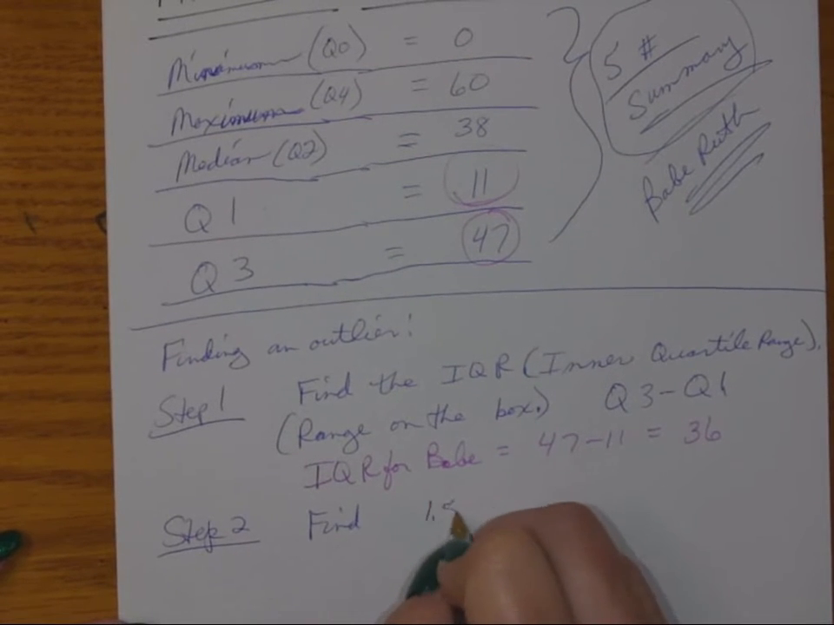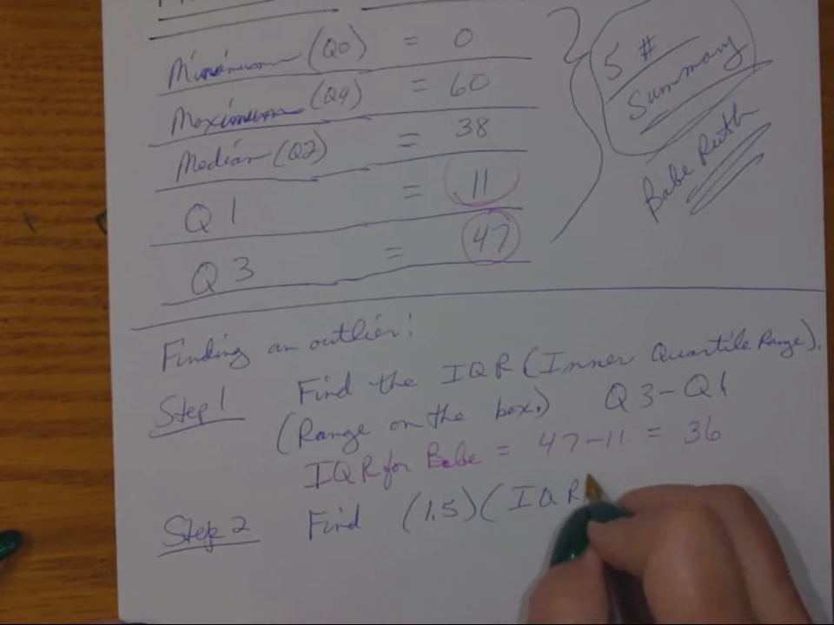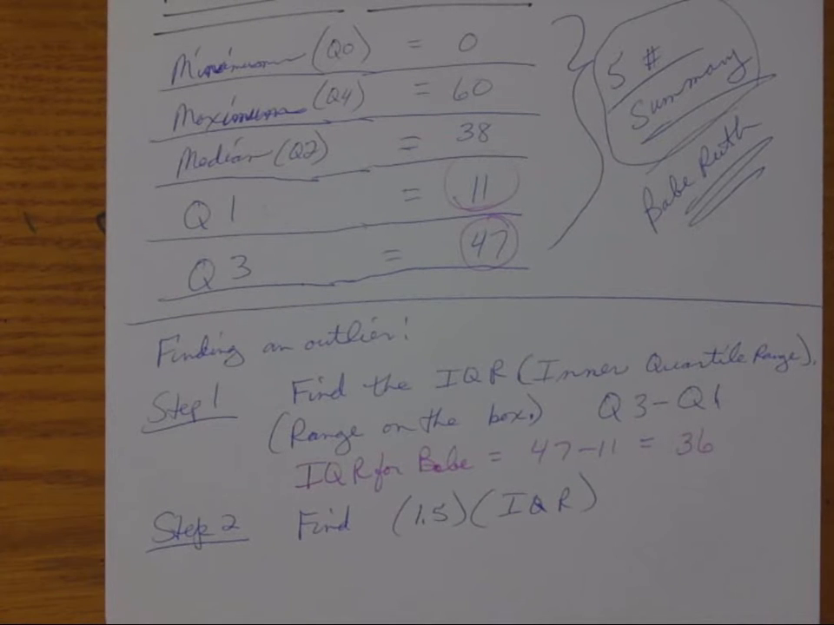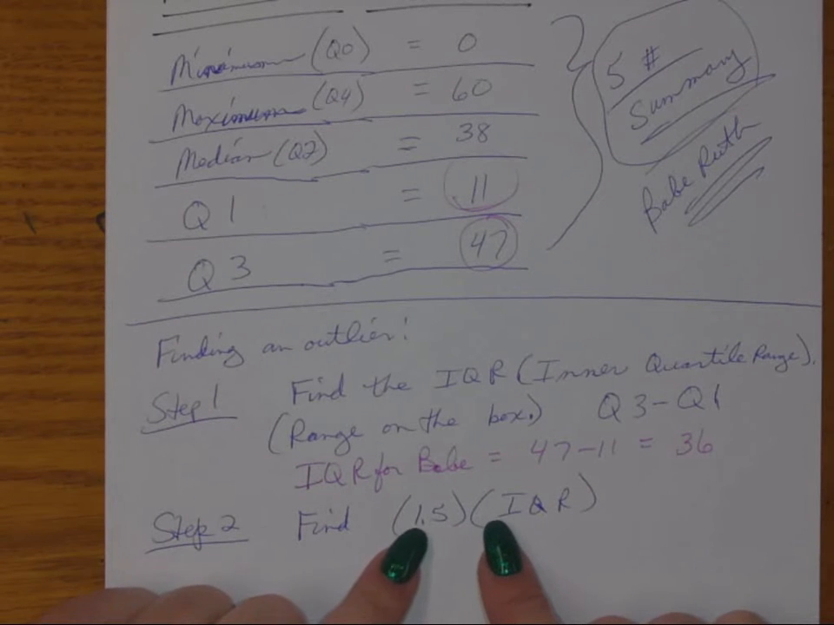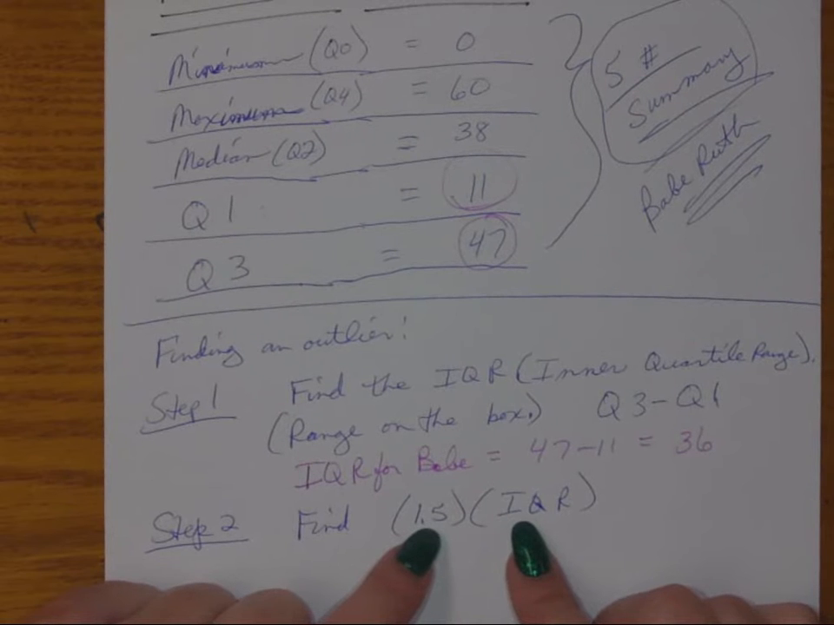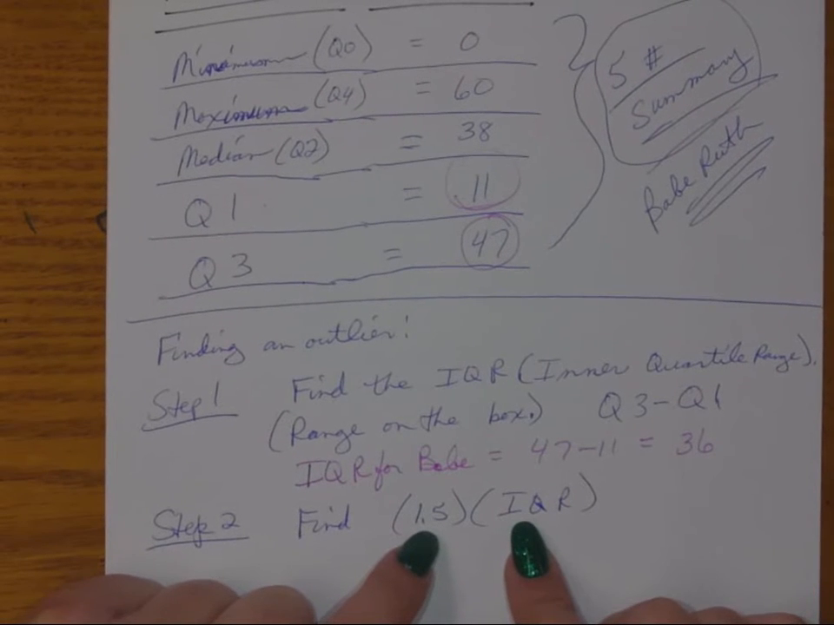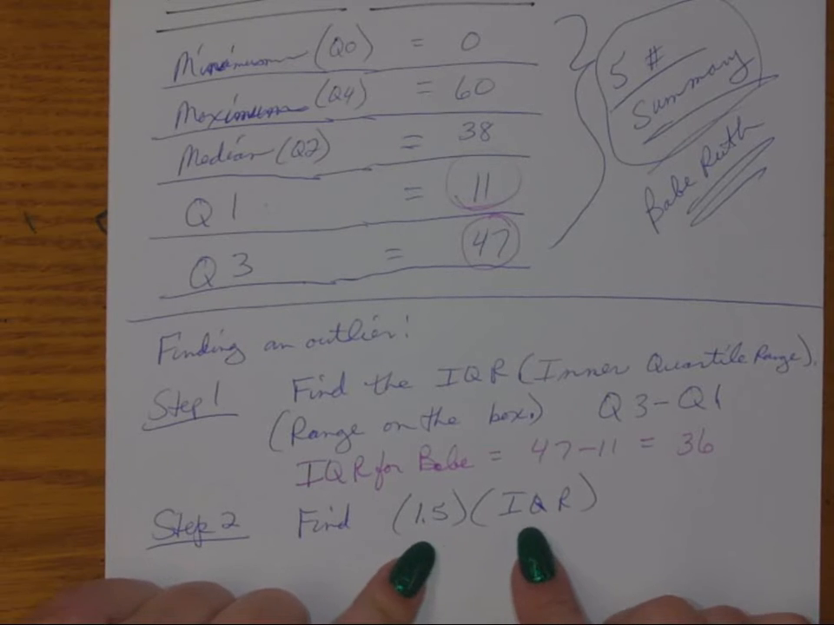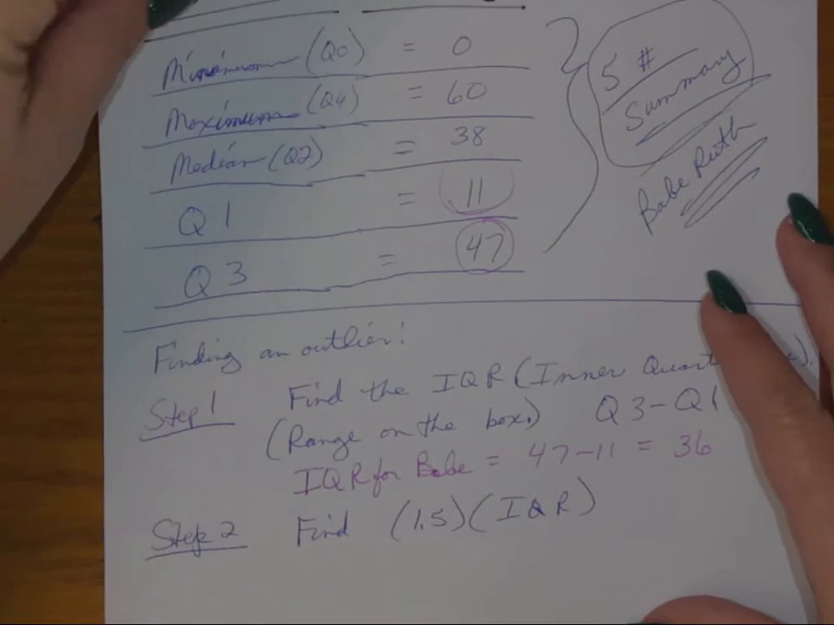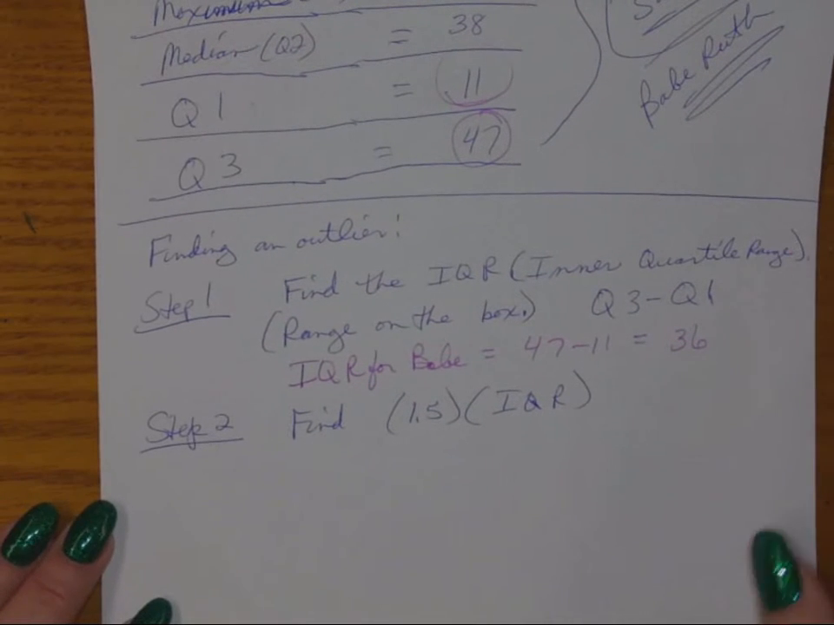Step 2. Find 1.5 times the IQR. Now, that's just a multiplication again. So real quickly, let me tell you what that means. Statistically, if we have a normal value for, in this case, Babe Ruth's home runs, we would expect it to be within 1.5 times the IQR above the box or below the box. So basically what we're about to establish is a new range, and any value inside of that range, we're just going to call normal.